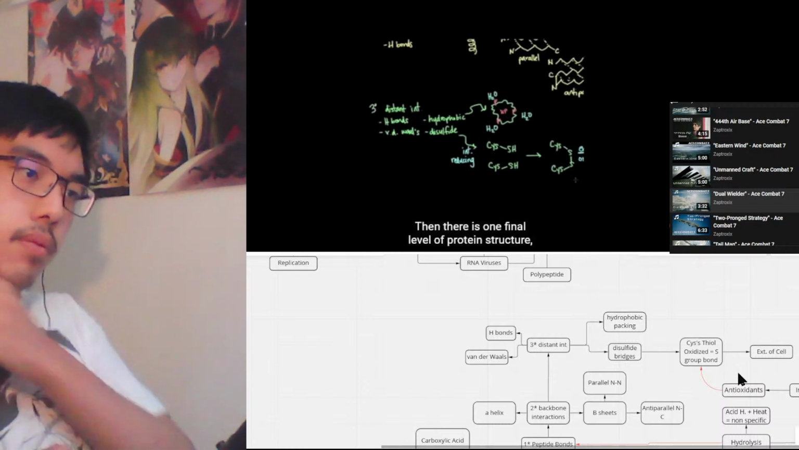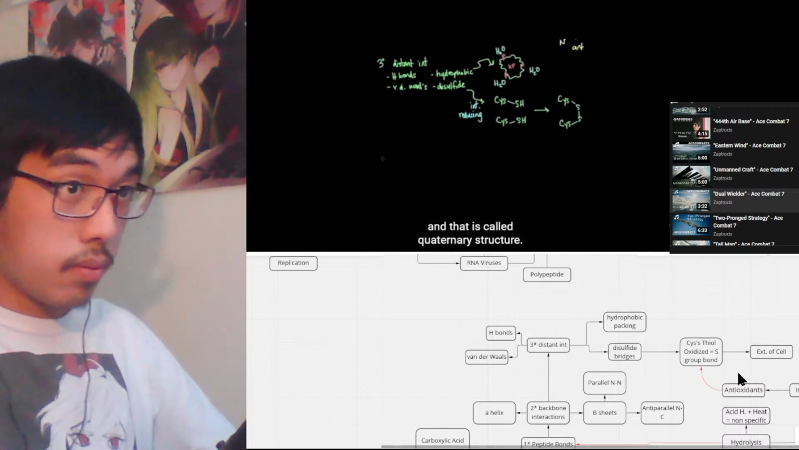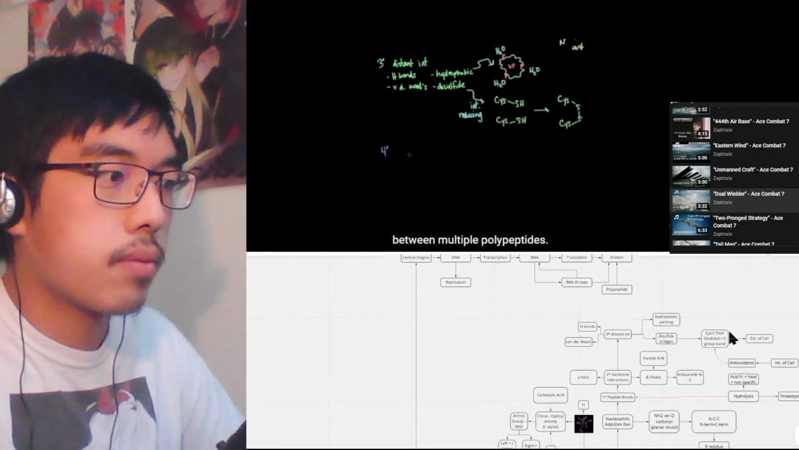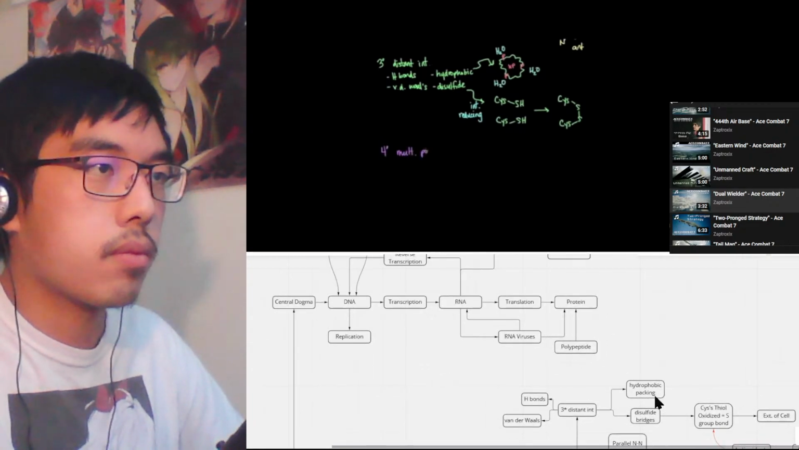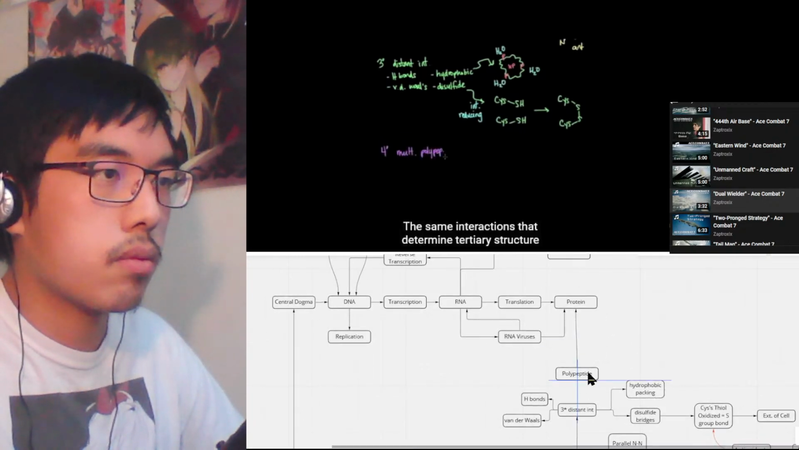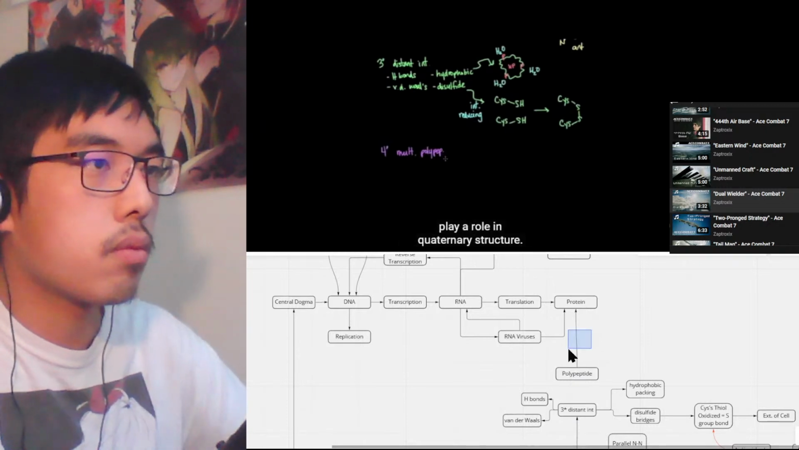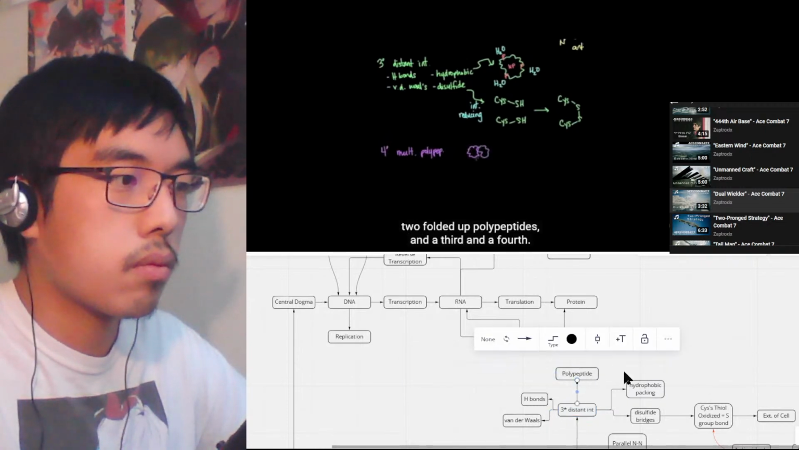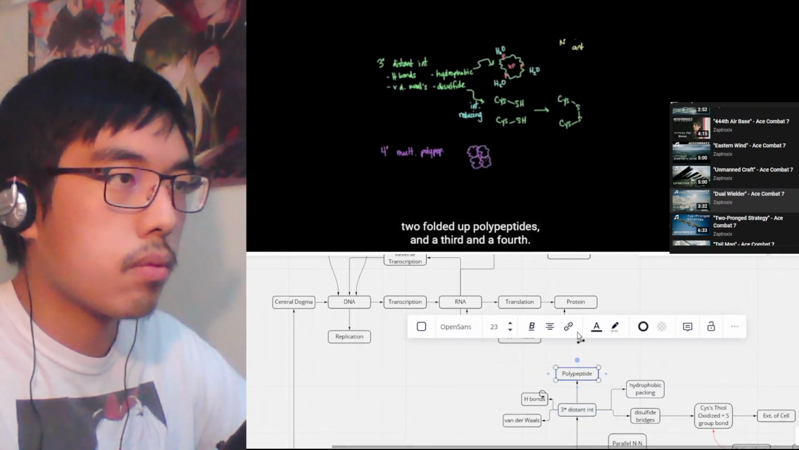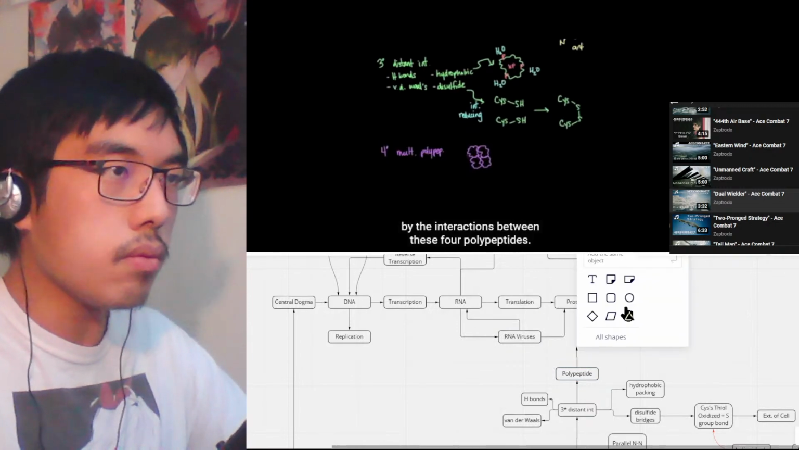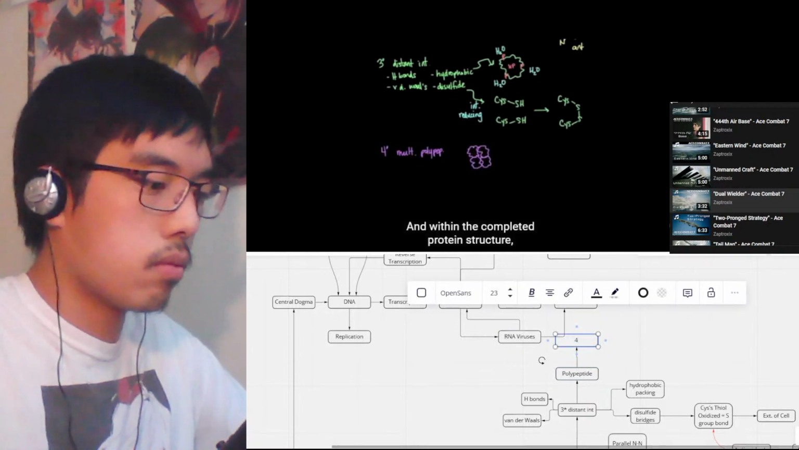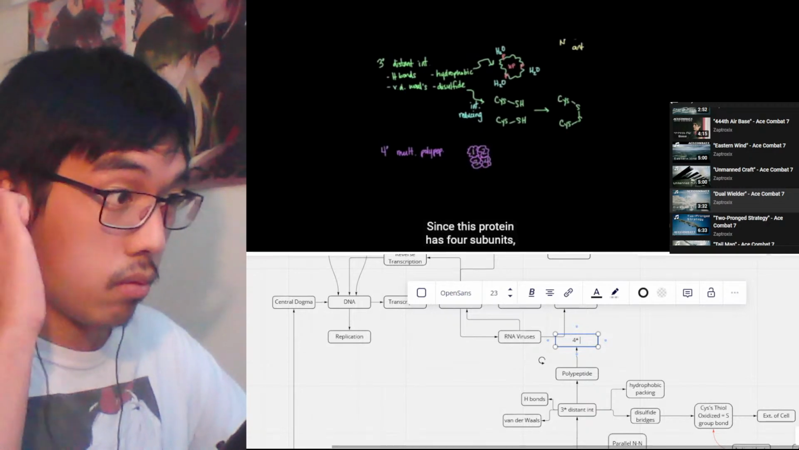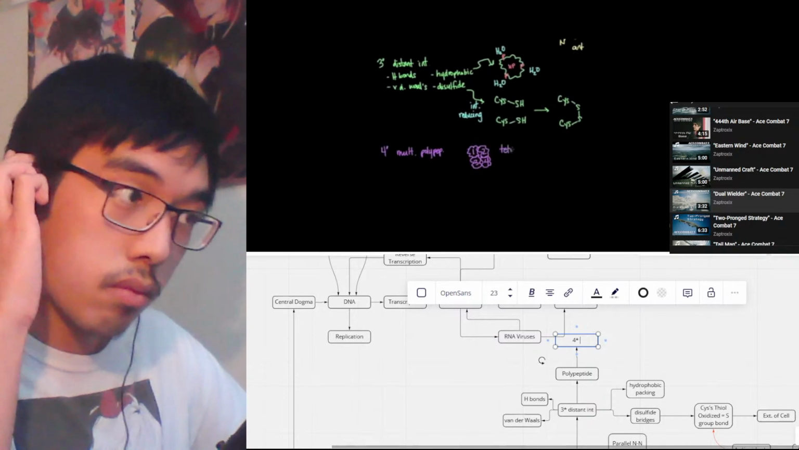Yep. Then there is one final level of protein structure, and that is called quaternary structure. Quaternary structure describes the bonding between multiple polypeptides. The same interactions that determine tertiary structure play a role in quaternary structure. And so let's say I have one folded up polypeptide, two folded up polypeptides, and a third and a fourth. The quaternary structure is described by the interactions between these four polypeptides. And within the completed protein structure, each individual polypeptide is termed a subunit. Since this protein has 4 subunits, it is called a tetramer.